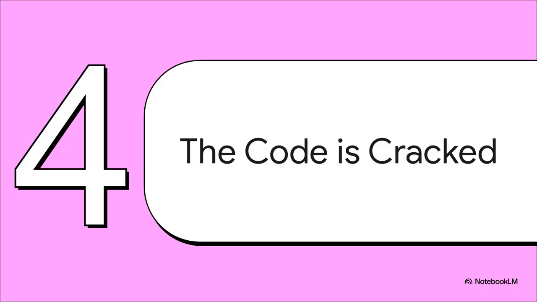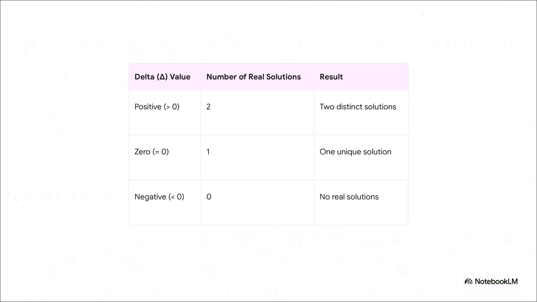And there you have it. The 3 paths, all decided by one simple calculation. The code is officially cracked. Look at this table. This is your ultimate cheat sheet. It sums up everything we just talked about. If delta's positive, 2 solutions. If it's 0, 1 solution. And if it's negative, no real solutions. That's it. That's the entire game plan every single time.